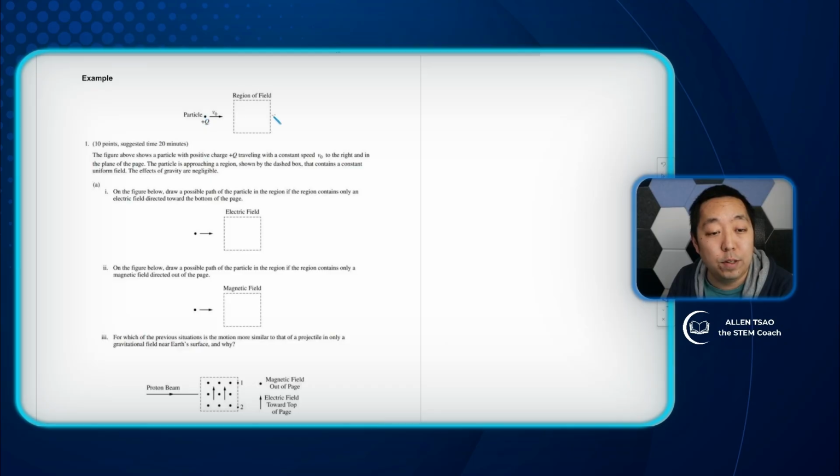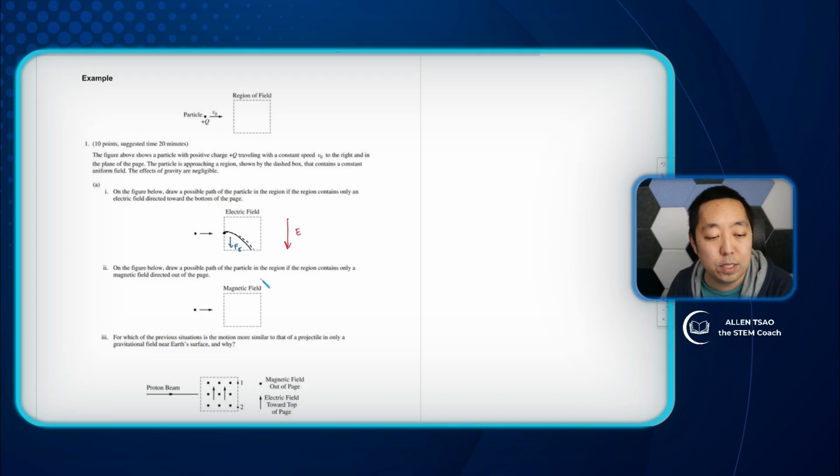We have a particle moving to the right. It's positively charged. It's moving in a region shown by a dashed box. Contains a uniform field. Draw a possible path of the region if the region contains only electric field towards the bottom of the page. So here we have an electric field towards the bottom of a page. What that means is that a positive charge will experience a force in the direction of the electric field. So you're going to have a downward force. And so when this guy enters, he's going to go down like that. Okay, so something like that.